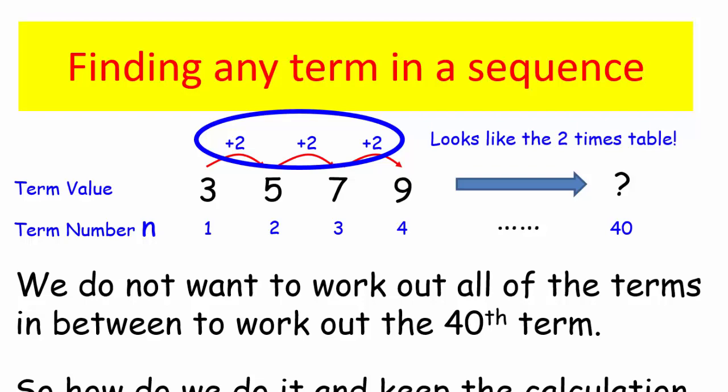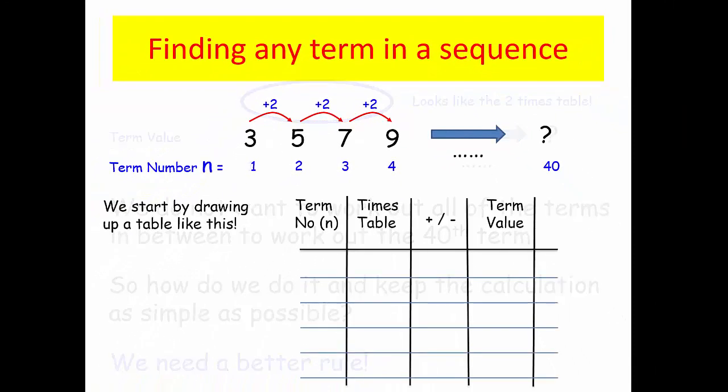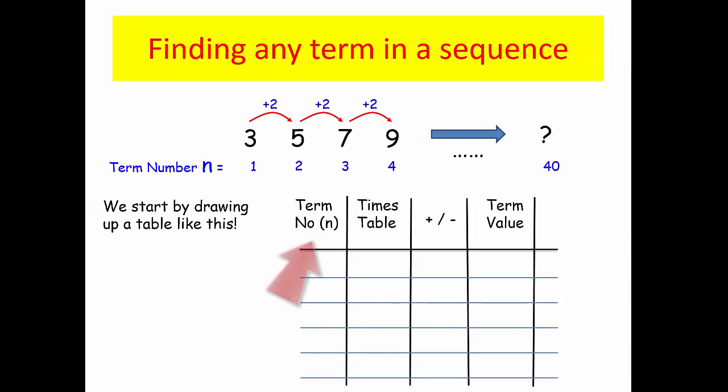So let's take this a bit further then. We're going to draw up a table like this with 4 columns. In the first column we're going to have the term number n. Then we're going to have something called the times table. We'll come back to that in a second. Then we've got a column called plus or minus, and again we'll come back to that in a second. And then we end up with the actual term values, the numbers we see above, 3, 5, 7, 9, etc.